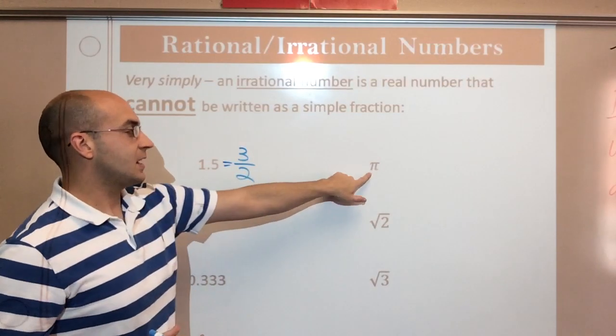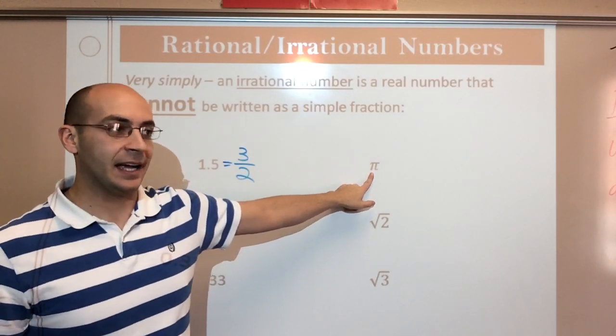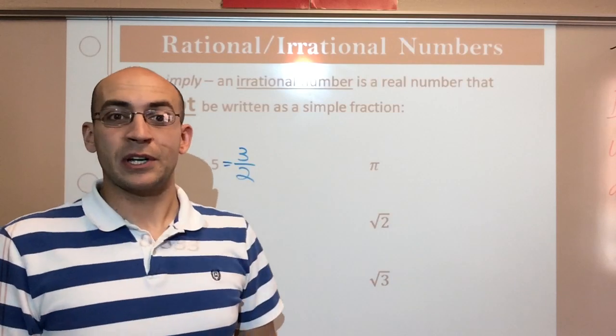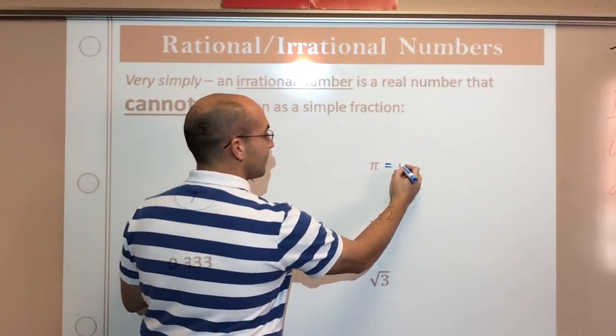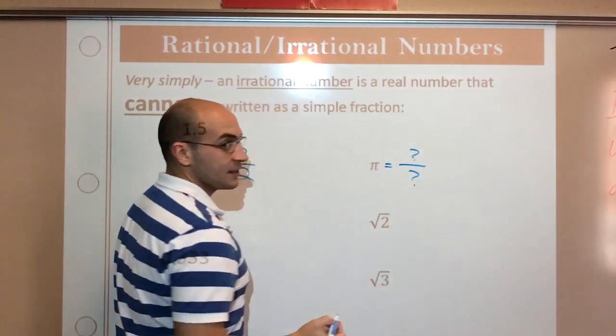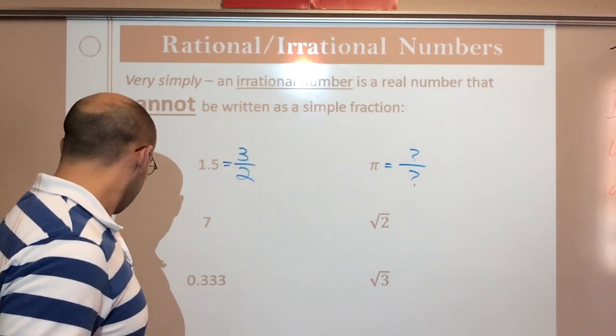Now, for instance, our first irrational number is pi. It should be one that you already know of. And why is it irrational? Well, I can't represent it as a fraction. I can't represent it as a ratio.